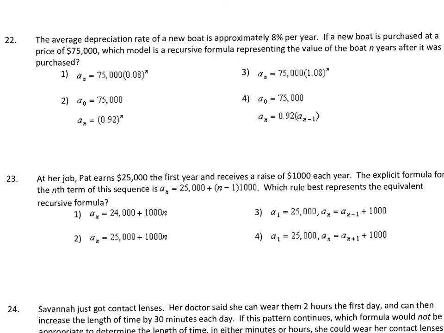Okay, so number 22, the average depreciation rate. Depreciation rate means that it's going down by a rate; a new boat is approximately 8% per year. Okay, so if it's depreciation, it's 1 minus the rate. So 1 minus, well, the rate is 8%, so 0.08. So 1 minus 0.08 is equal to 0.92. What that means is we're going to be multiplying the price of the boat by 0.92 to figure out its value from year to year.